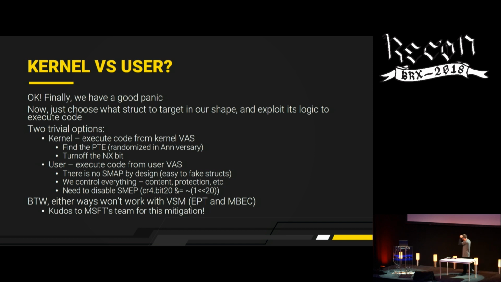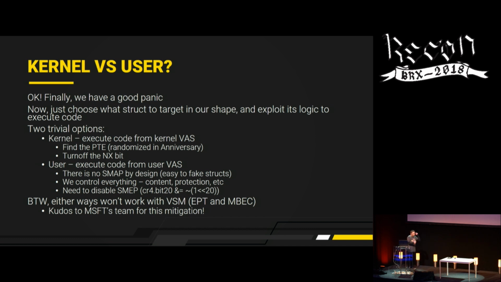Now, since the anniversary update, all the PTEs in the kernel are randomized, and I need to find the PTE in order to go there to bit 63, the NX bit, and clear it, because the page pool is not executable, because it's not the 18th century. And I don't want to do that, because most of the addresses of the PTEs are paged out, and then I go back to the page fault in non-paged area. Shit. So yeah, I don't want to do that.